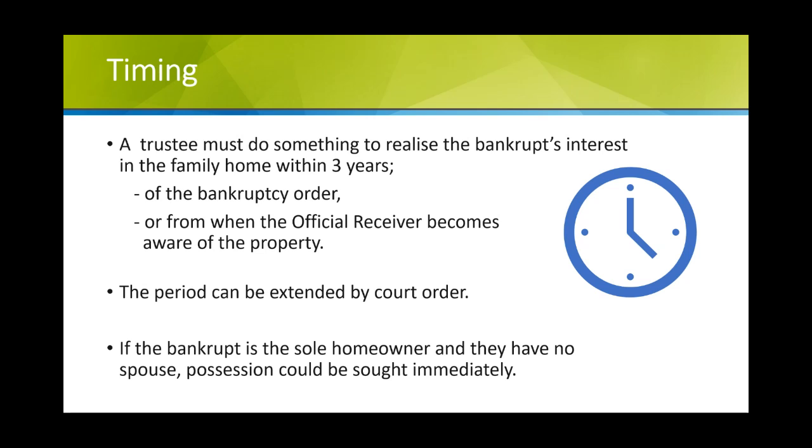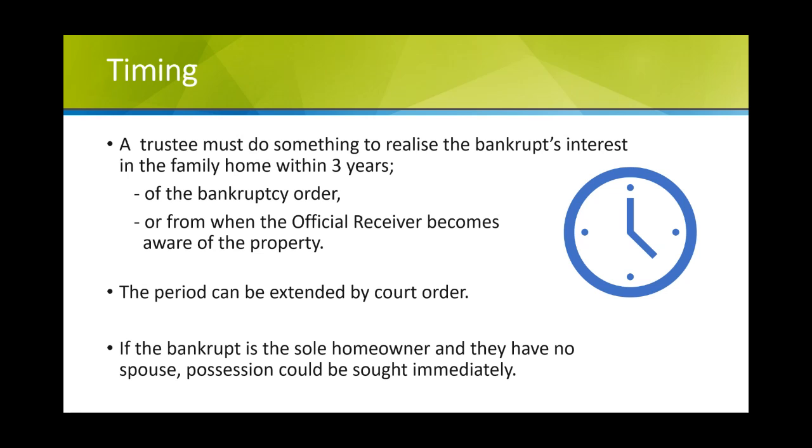A trustee must do something to realise the bankrupt's interest in the family home within 3 years of the bankruptcy order, or from when the official receiver becomes aware of the property. The period can be extended by court order. If the trustee does nothing, they will lose the right to do so.